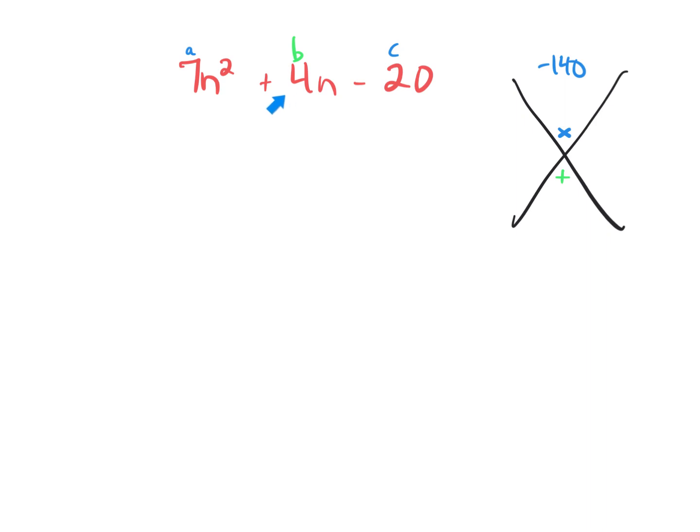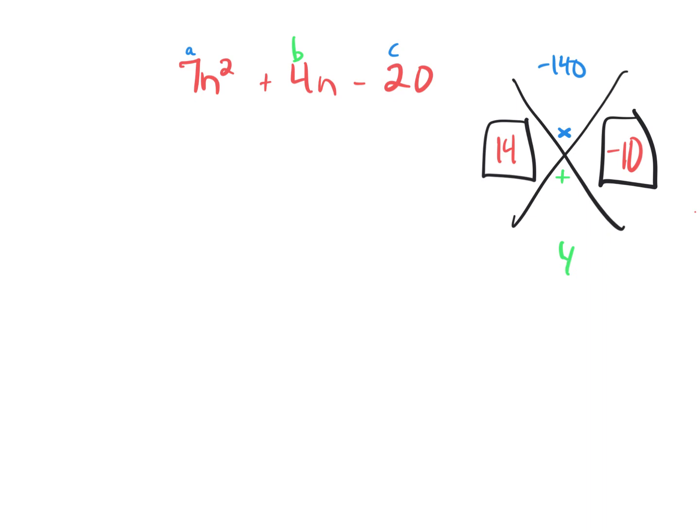The B term we put on the bottom, just the coefficient 4. So we're looking for these two numbers, which multiply to give us negative 140, and which add to give us 4. These are the numbers we're looking for. 14 times negative 10 is negative 140. 14 plus negative 10 is 4. Now what do we do?